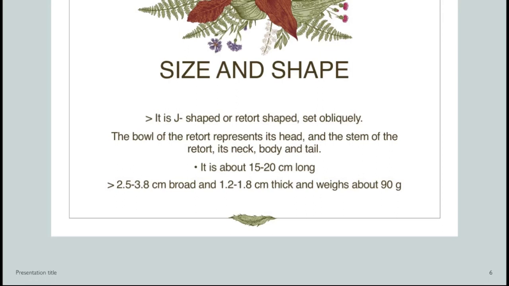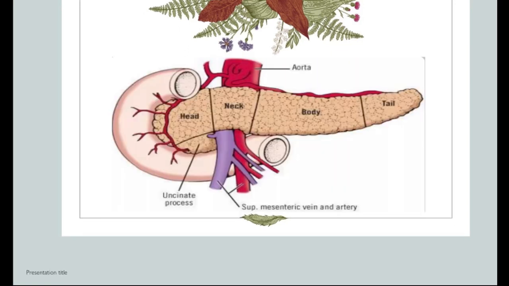It is about 15 to 20 centimeters long, 2.5 to 3.8 centimeters broad, and 1.2 to 1.8 centimeters thick, and weighs about 90 grams. Aorta: head, neck, body, tail. Uncinate process: superior mesenteric vein and artery.